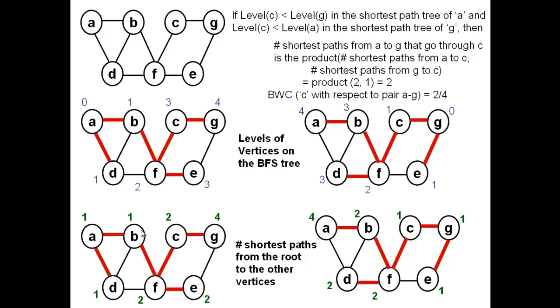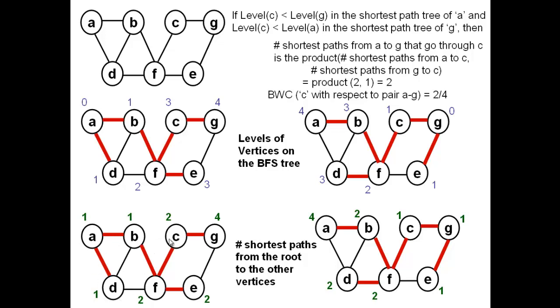So now let us look at the next level. We have F. So what we want to again find is the number of shortest paths from the root to F. Now you can see F has two predecessors at the earlier level.